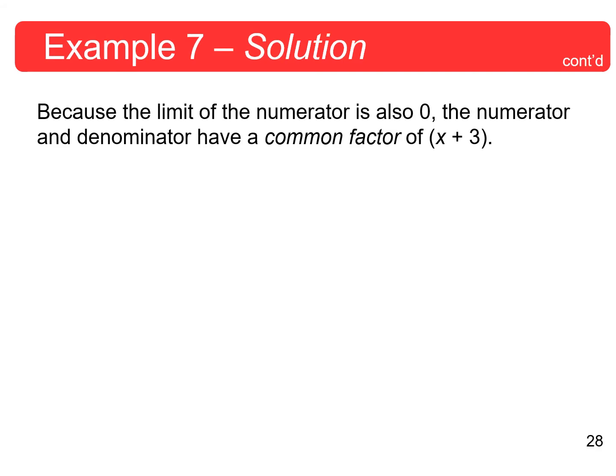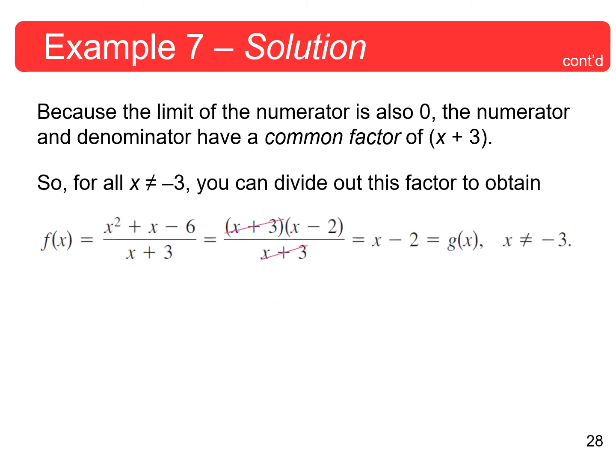Now take note, when we evaluate the limit for both numerator and denominator, we get 0 for both. That suggests that both numerator and denominator have a common factor. And the common factor is the factor that would make the denominator 0. That is the common factor you would also have to look for in the numerator. So let's look at the example here.